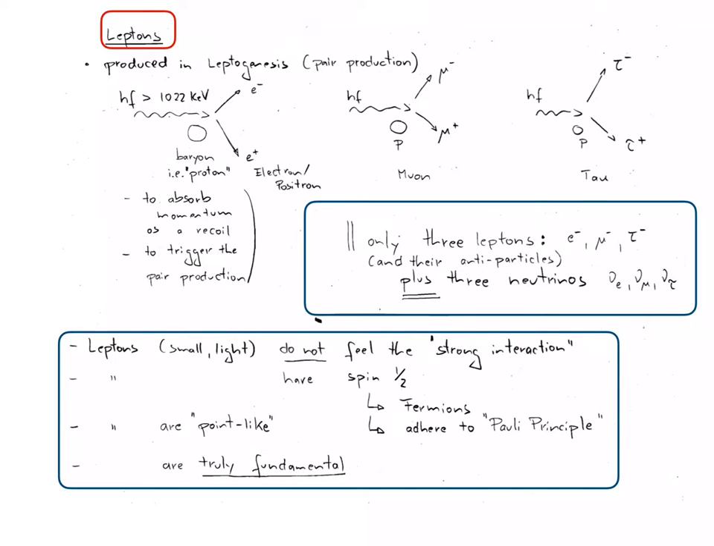Compared to other fundamental particles, the 3 leptons tend to be small and light. They do not feel the strong interaction, which characterizes them. They have spin 1/2, which makes them fermions. This means leptons, like any fermion, adhere to the Pauli principle. They are truly fundamental particles.